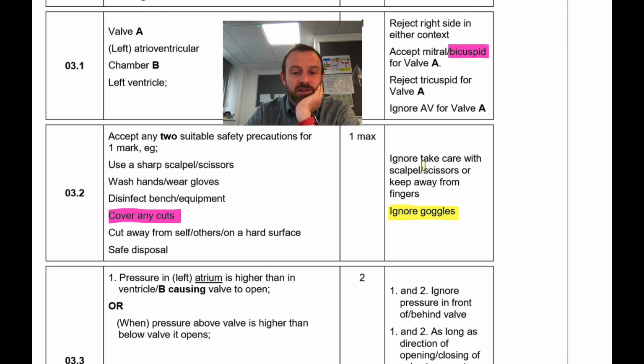And then this is not specific enough. Take care. How do you take care? So, for example, if you are taking care with scalpels, you need to actually say how to do that, which is this: cut away from others, cut away from yourself, not towards yourself. You need to describe in more detail.